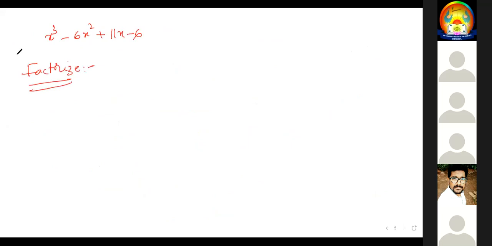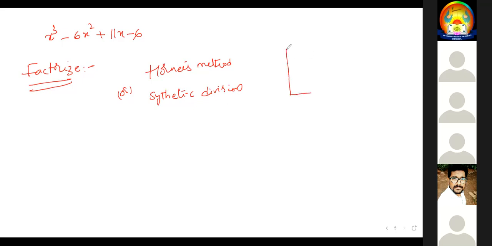So whenever you are factorizing, we have to use Horner's method. It is also called the synthetic division method.